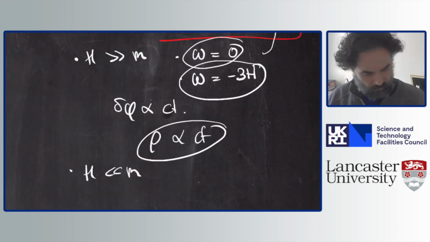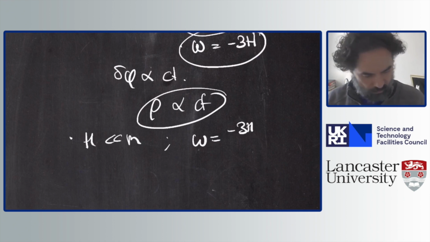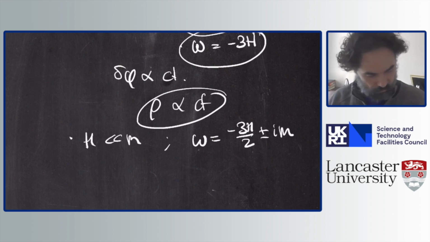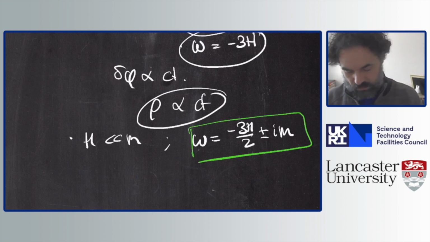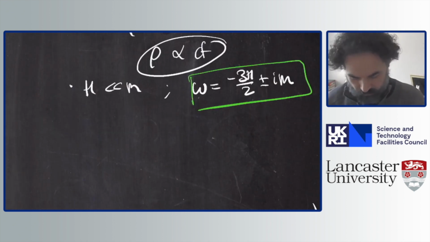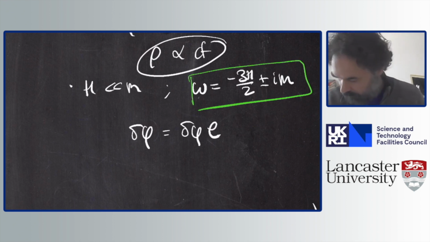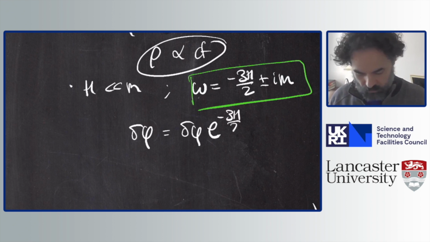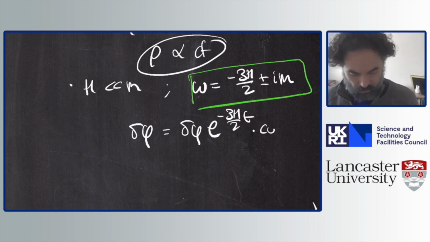Okay, in this case, you have the opposite regime, and the solution is omega equals minus 3H over 2 plus or minus i m. So you can check that this is the solution in this limit, and that means that delta phi is given by the initial condition again, e to the minus 3H over 2 t, and here, well, there will be some oscillations coming from this plus or minus, so you can put both together into a cosine or sine of mt and then some phase. Very good. So this is the time-dependent solution we were looking for.